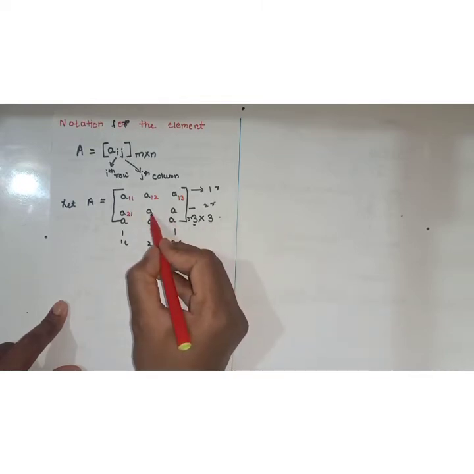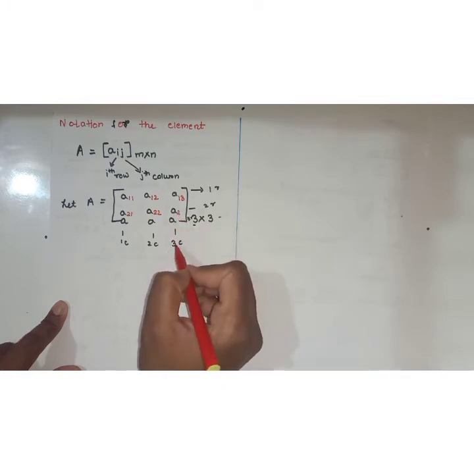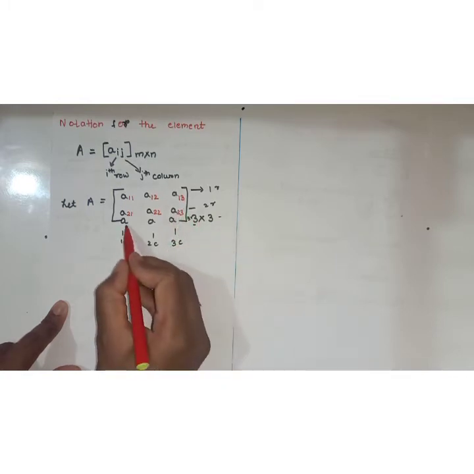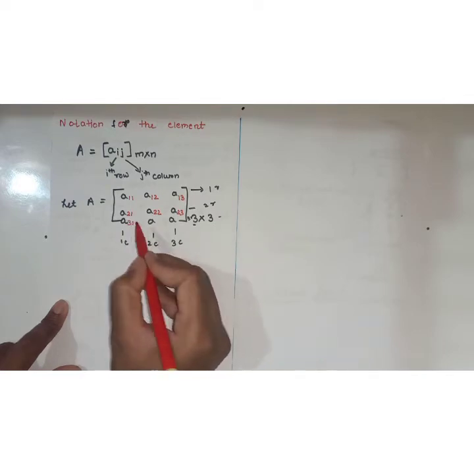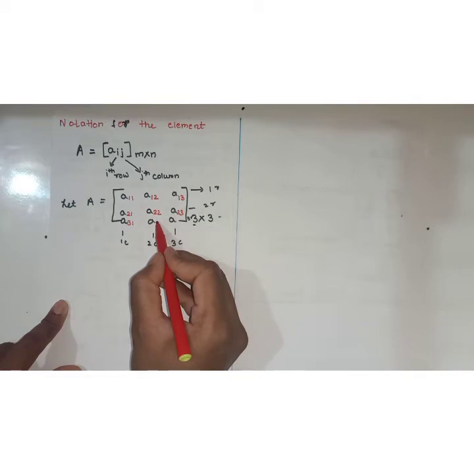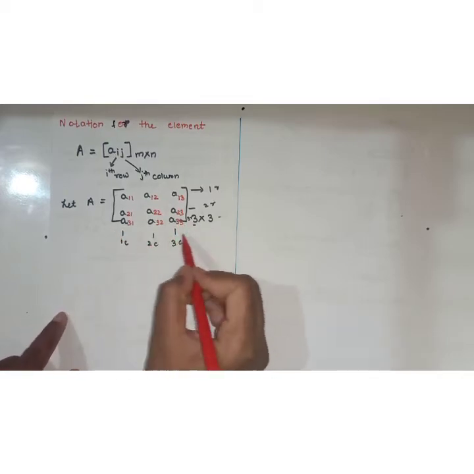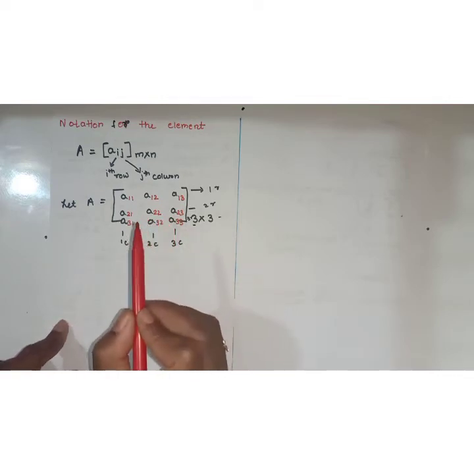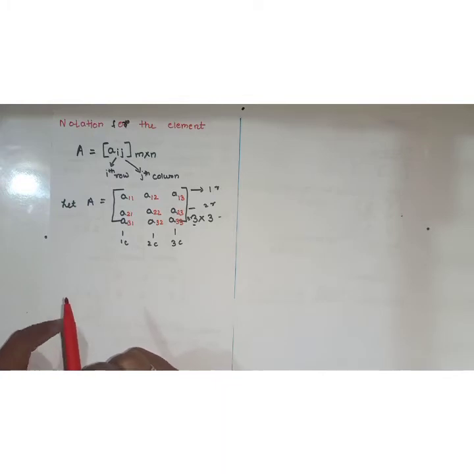This element falls in the second row and which column? Second column. Same way here, it falls in the second row and the third column. This element falls in the third row and the first column, so 3, 1. This one falls in the third row and the second column. This one falls in the third row, third column. In this way we write the notation for each element of the matrix.